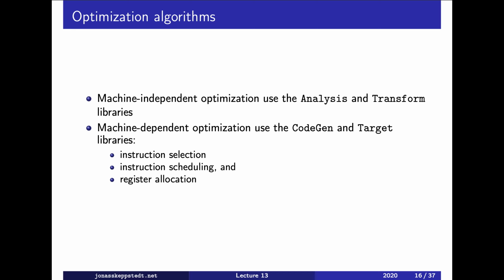For machine-dependent optimizations, CodeGen, that is code generation, uses the target library to find relevant information about which machine instructions are available in this target and their latencies, for instance, for instruction scheduling, and how many registers are available, etc.